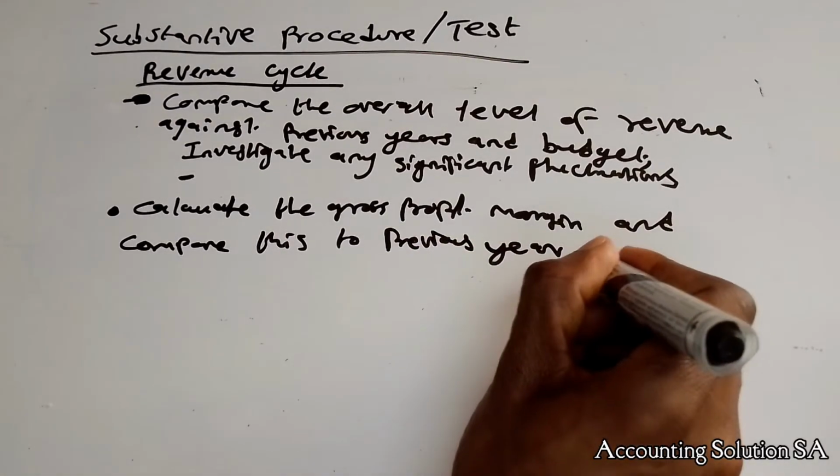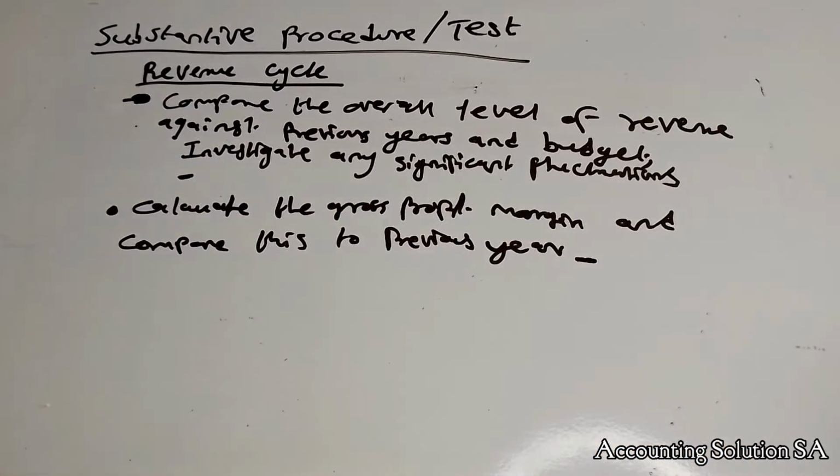Then the last part is the same as the first one. After you have compared the profit margin for the current year and the previous year, you need to investigate if there is any significant fluctuation. For example, when we talk about the profit margin, you know that you're calculating the percentage that they charge according to the profit.